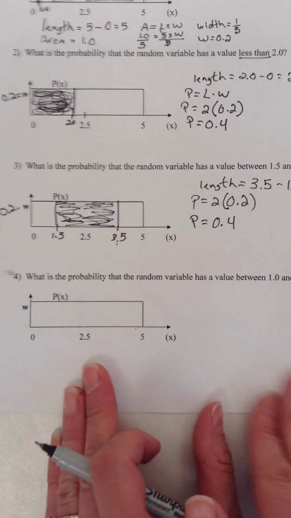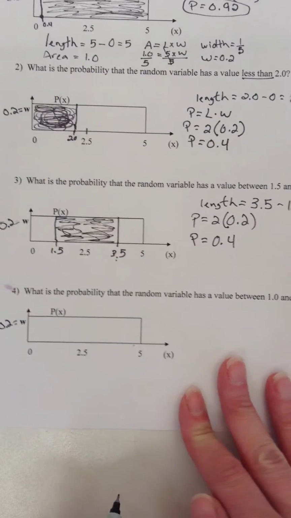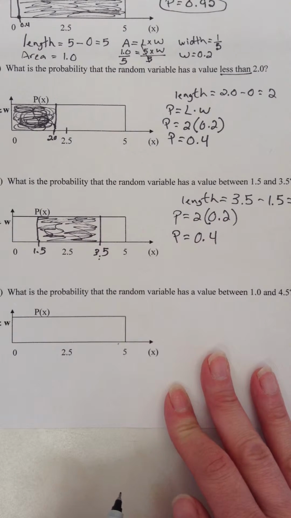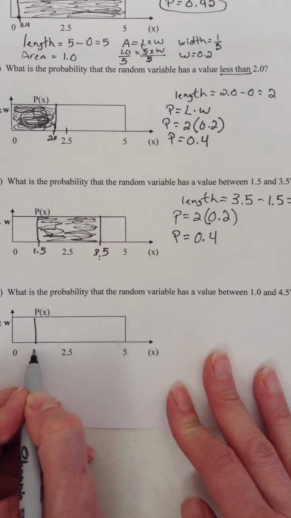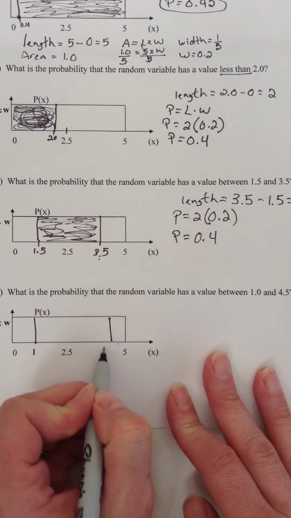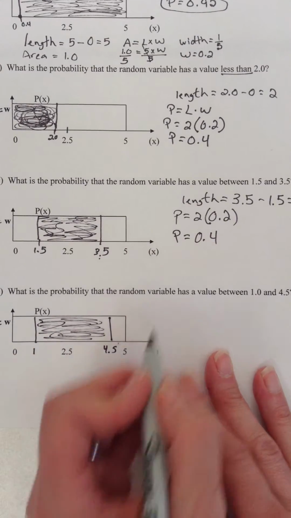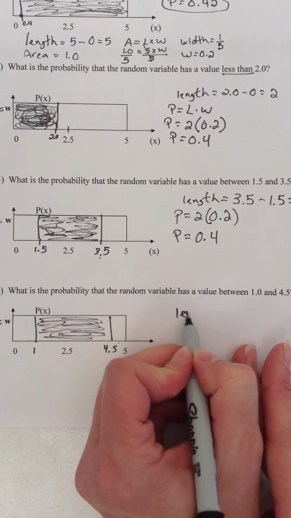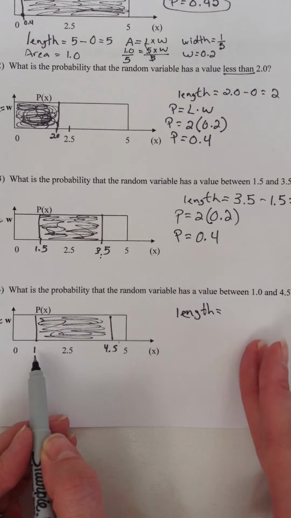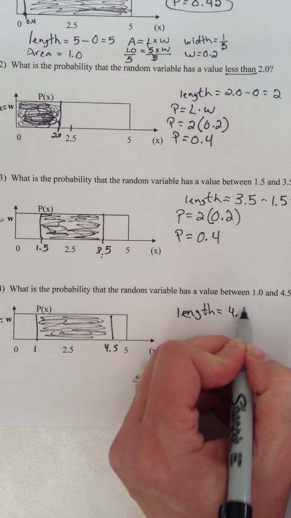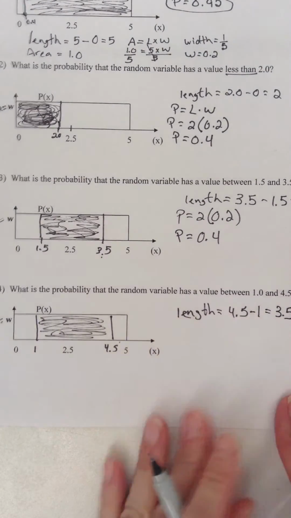So for problem number 4, again the width is still maintaining at 0.2. And we want to find the probability of finding a value that's between 1 and 4.5. So here is my estimate for 1. 4.5 maybe around here, and the area is the shaded region in here. My length is my highest value minus the lowest value. So 4.5 minus 1, which equals 3.5.